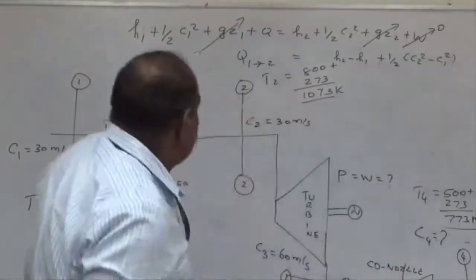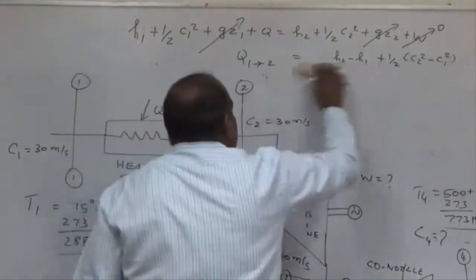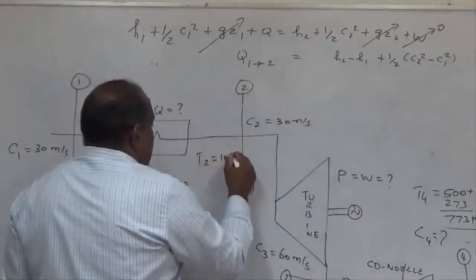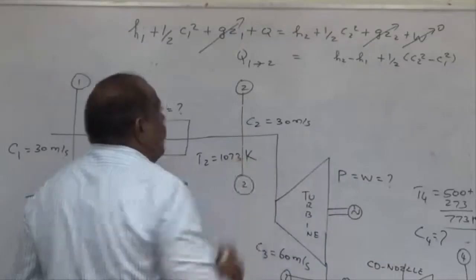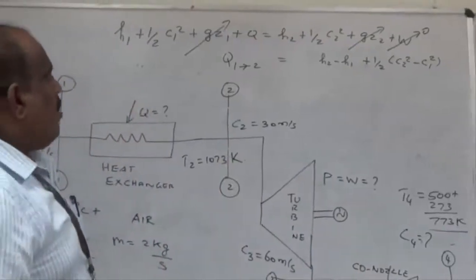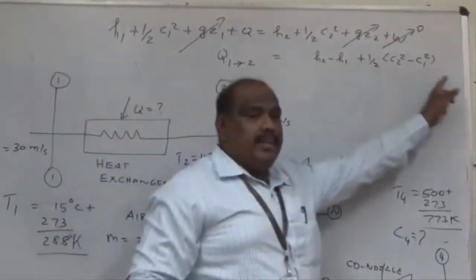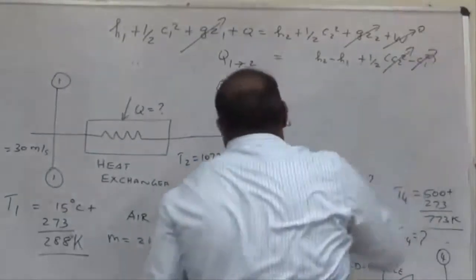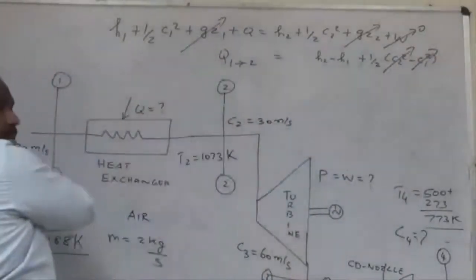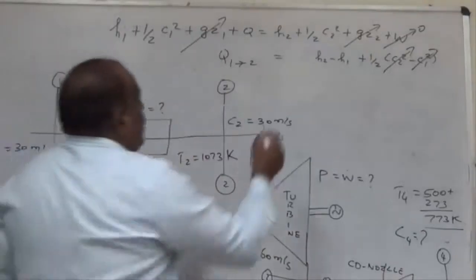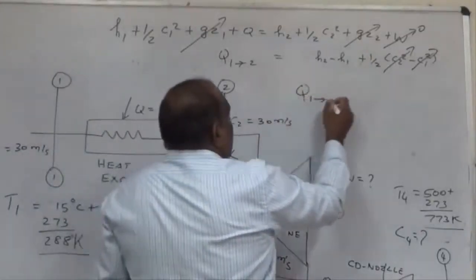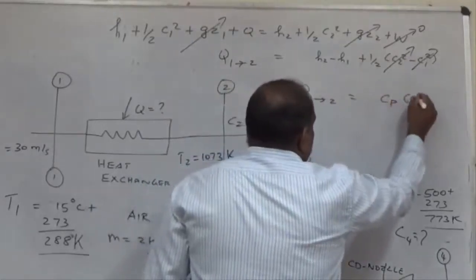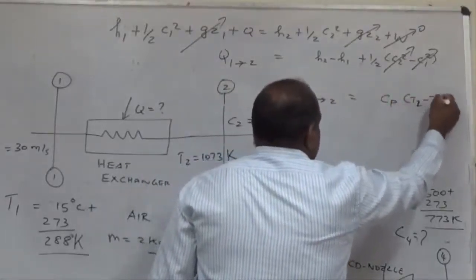So let me erase this one. Temperature T2 is 1073, so I write it here: T2 is equal to 1073 Kelvin. What about C2 and C1? They are the same, 30, since in the problem C1 equals C2. So this term also goes away. So what is Q1 to 2? H2 minus H1. What is H2 minus H1? What is the formula? Cp into T2 minus T1.